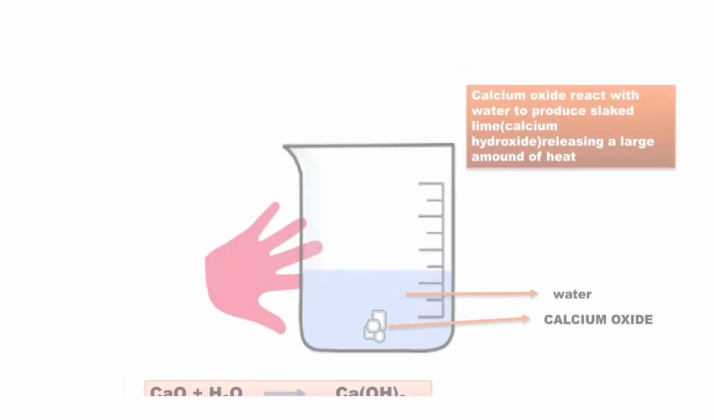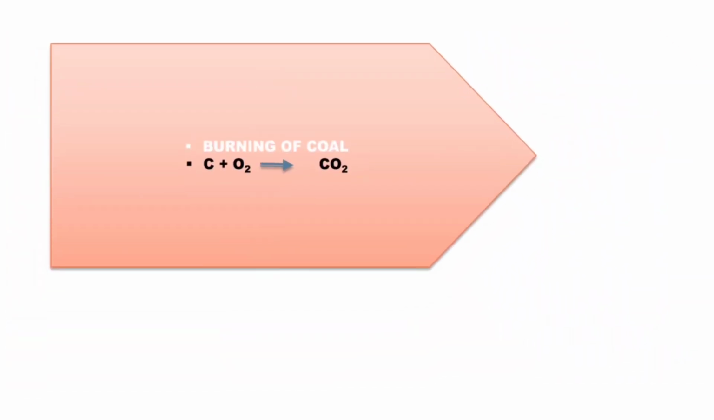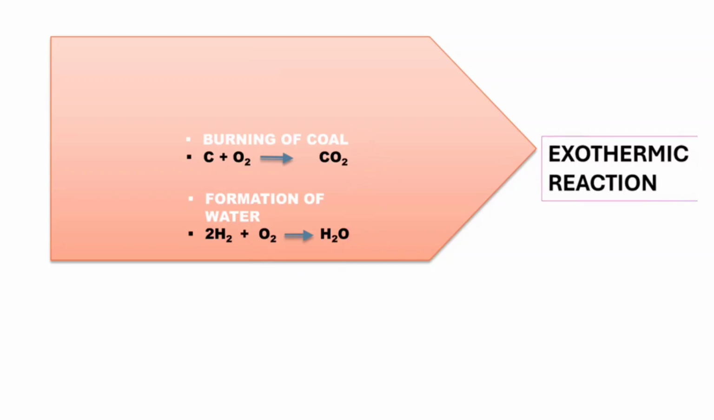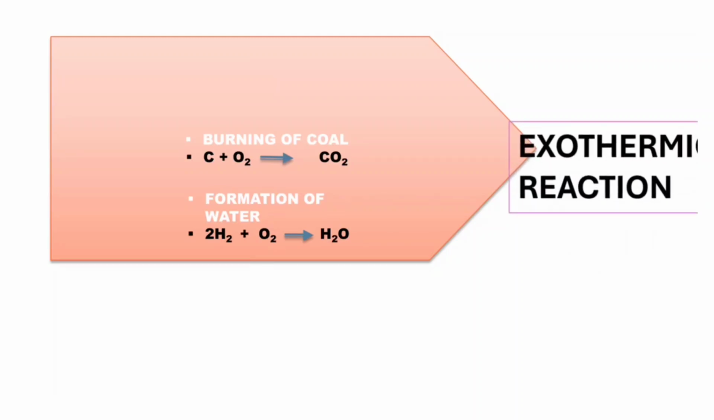Next are examples for combination reaction. First one is burning of coal, that is C plus O2 give CO2. Next one is formation of water, that is 2H2 plus O2 give 2H2O. So these two are the examples for combination reaction, and it is also an exothermic reaction.